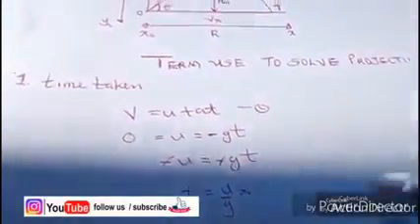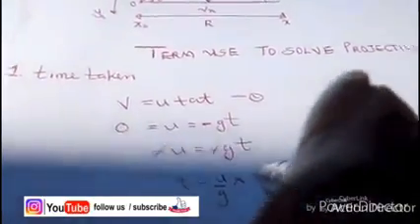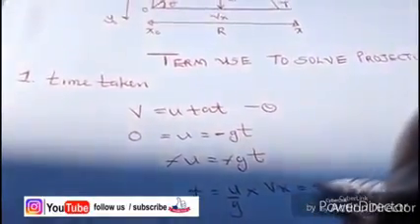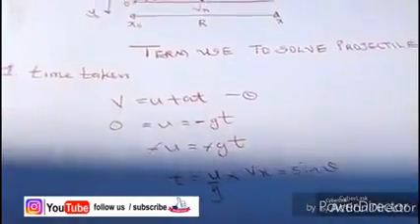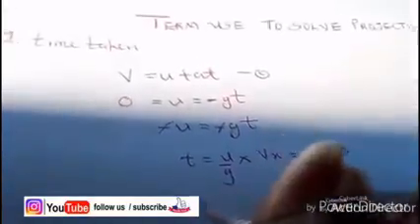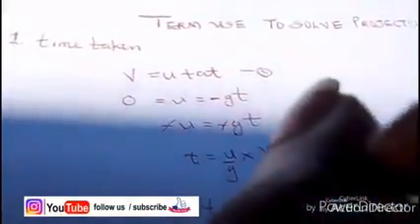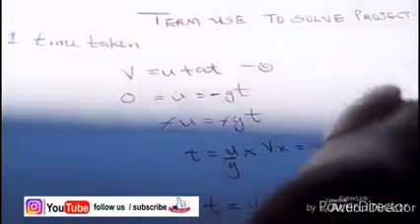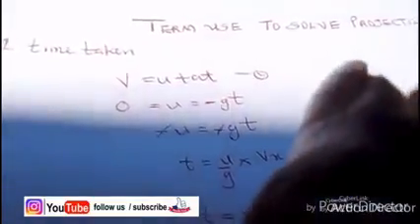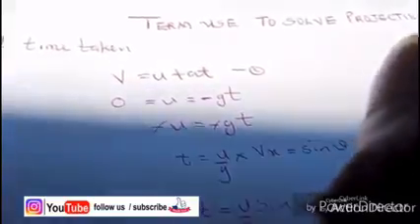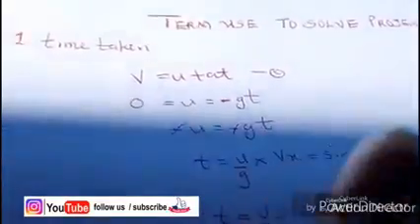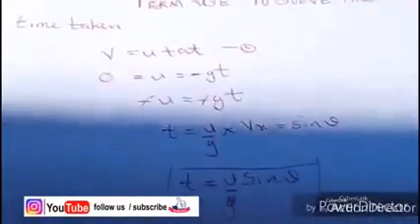So we add the vertical component to it, multiplying by the vertical component, which is equal to sine theta. From here you can now say that the time taken is equal to u sine theta over g. So we add this for the maximum height of a projectile.